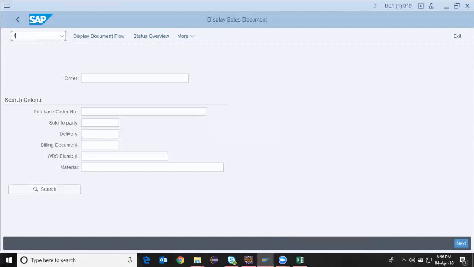This is sales orders. The GUI changed, not because of S4HANA. This GUI changed just because of the latest GUI I'm using. If I'm using the old GUI, I would have seen the same layout. So don't think this is the GUI of SAP S4HANA. It is just the latest GUI.